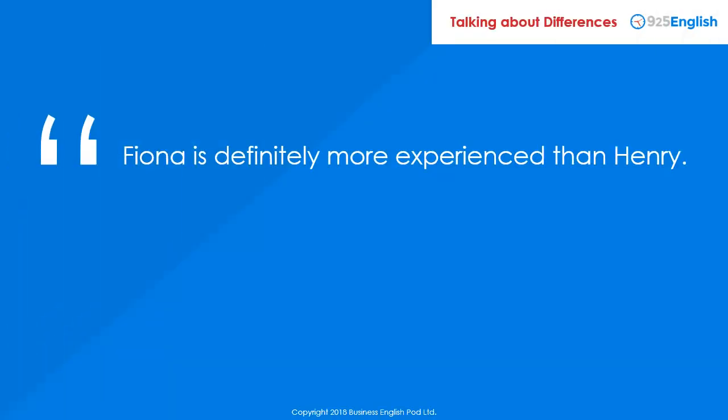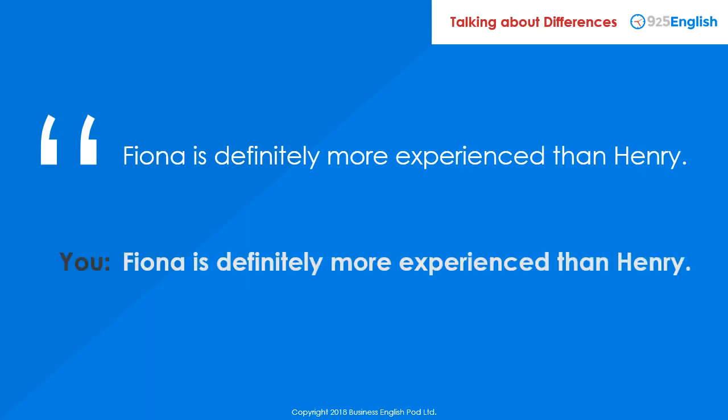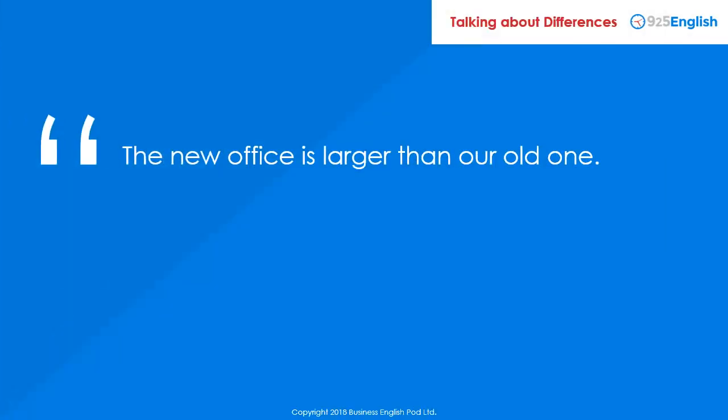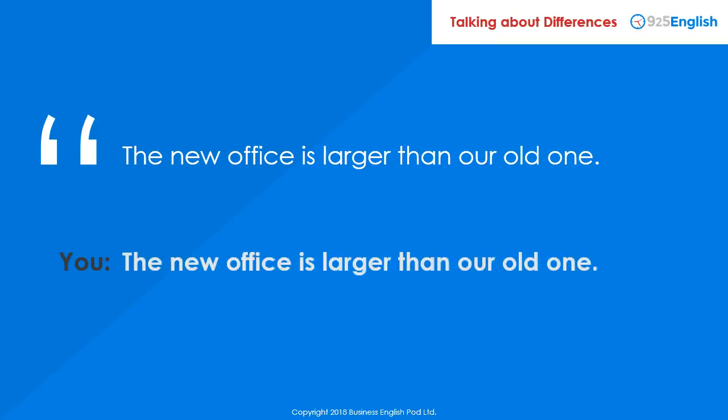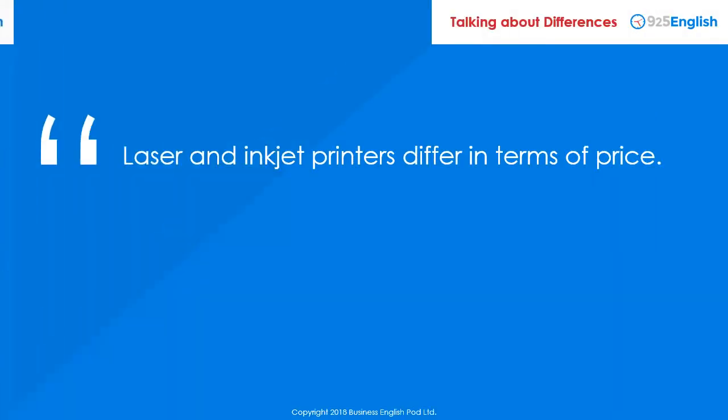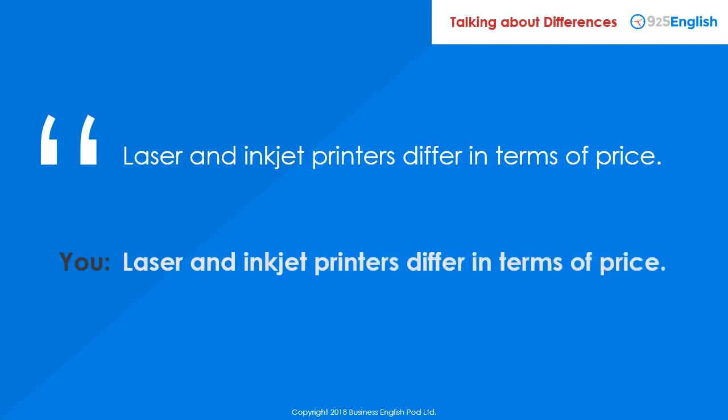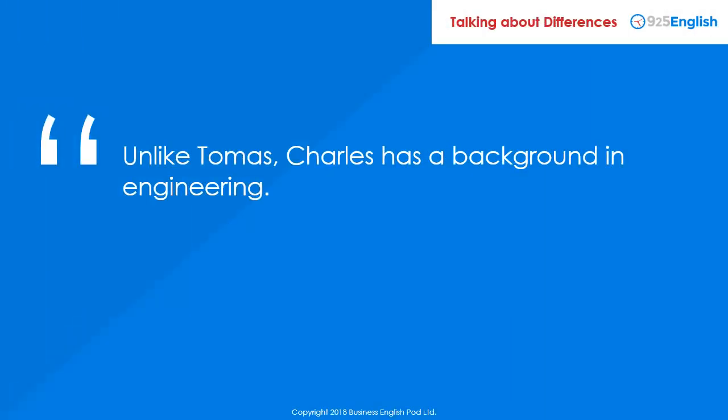Fiona is definitely more experienced than Henry. The new office is larger than our old one. Laser and inkjet printers differ in terms of price. Unlike Thomas, Charles has a background in engineering.